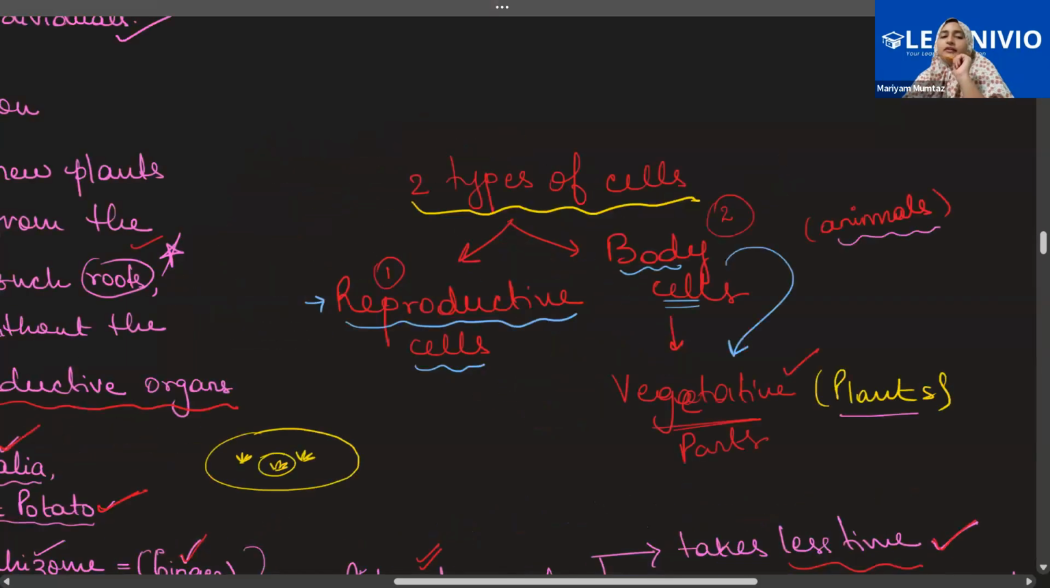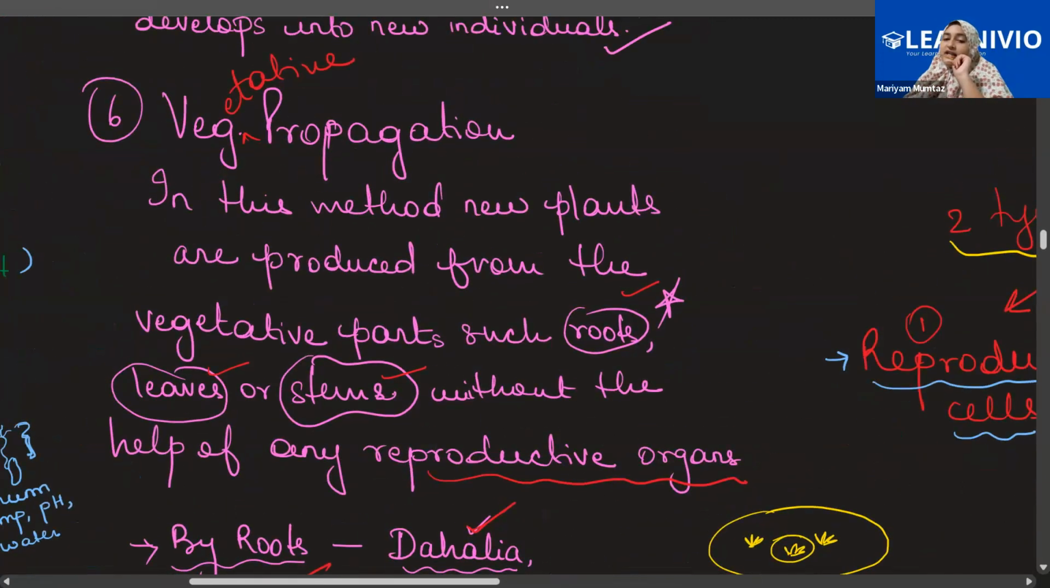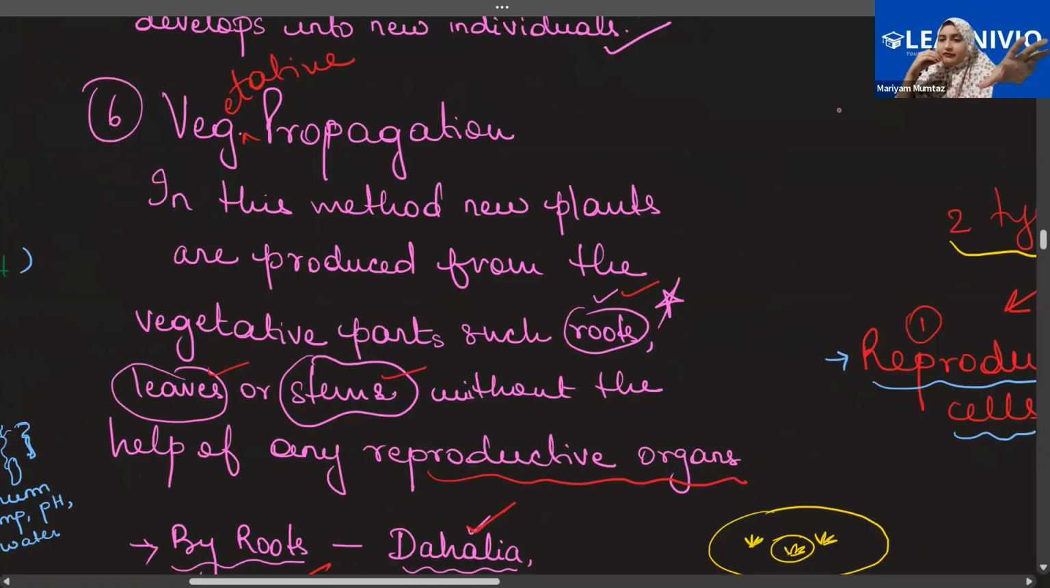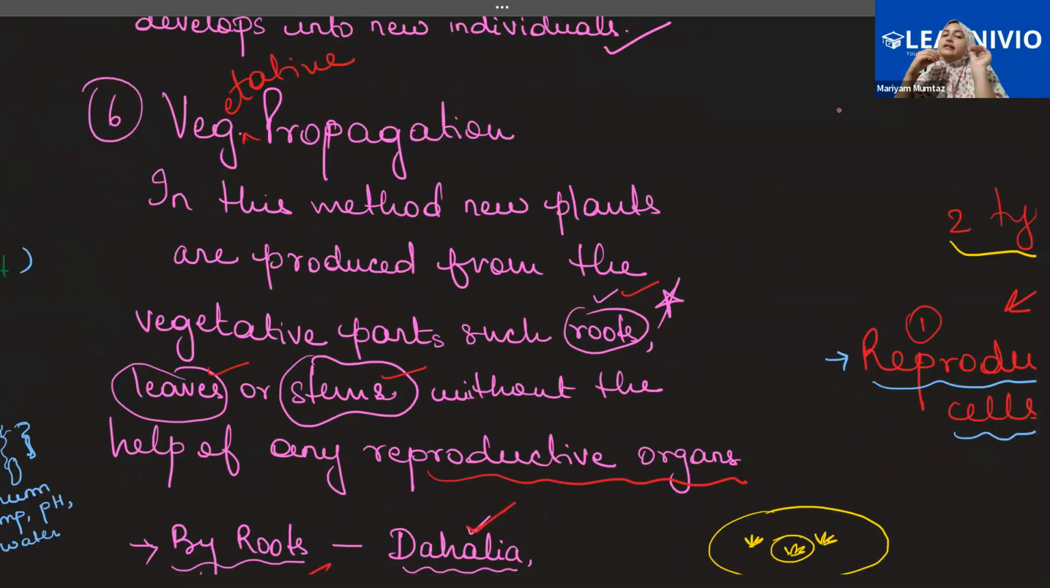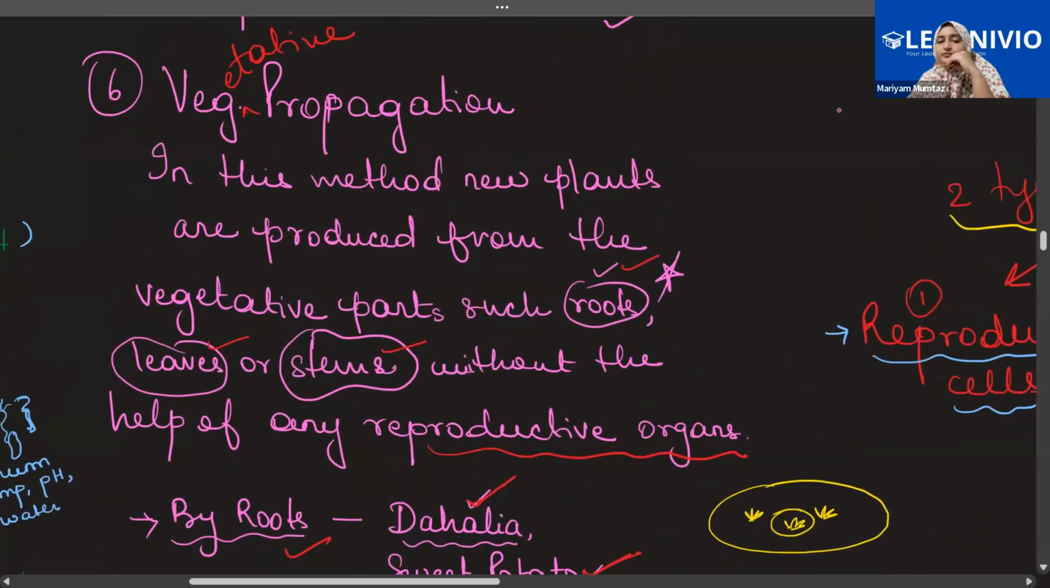Now, when we talk about vegetative propagation, in this method, new plants are produced from the vegetative parts. Certain vegetative parts are used to produce the new plant. And which parts of the plant? Such as the root, the leaves, the stem. Normally, these are vegetative parts, and they don't perform any reproductive activity. But in some plants, these parts can be used to generate a new plant. And this happens without the help of any reproductive organ. So that is what vegetative propagation is.